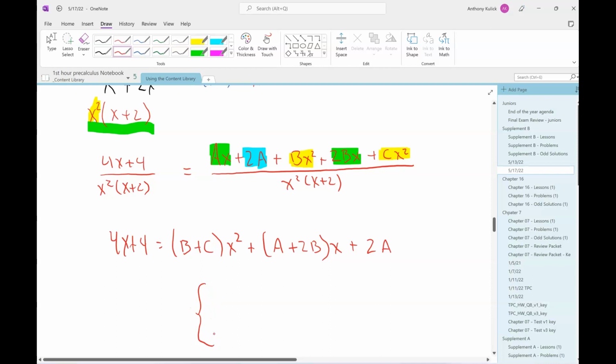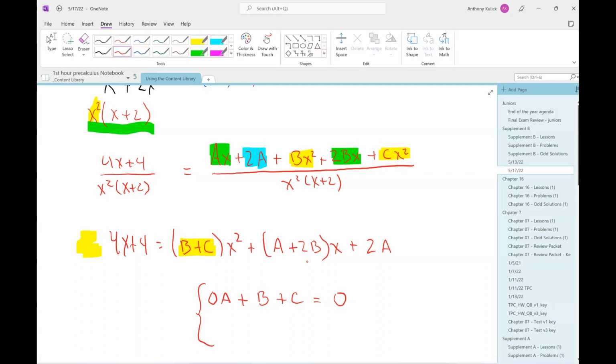Now let's write this as a system. My first equation is going to come from my coefficients on the x squared. Notice there's no x squared on the other side. So I'm going to write 0a plus b plus c equals 0. Notice I put the 0a in there because I know that we have a, b's, and c's, so if I'm missing something, I'm just going to put a 0 there to save myself the aggravation a little bit later.